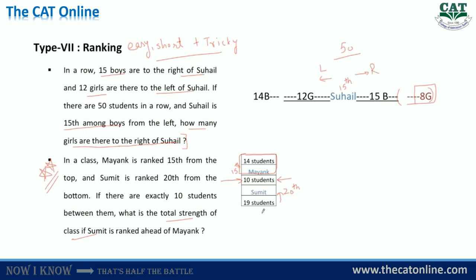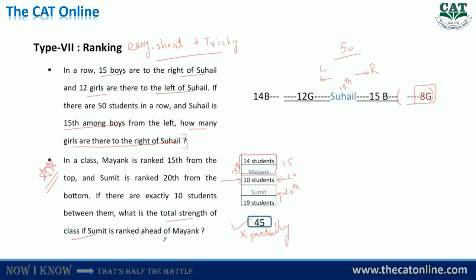If you draw this table, you will find that there are 15 students over here, 20 over here, and 10 in between. So a total of 15 plus 10 plus 20 will give you an answer of 45 students, which is the strength of the class. Now what do you think? Is it the correct answer? I will suggest yes, this is correct, but also incorrect because it is only partially correct.